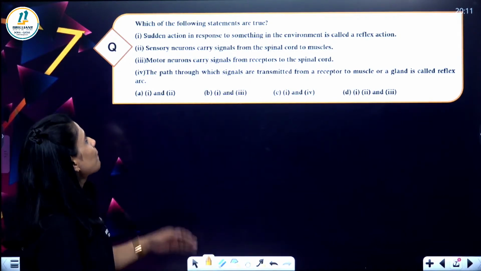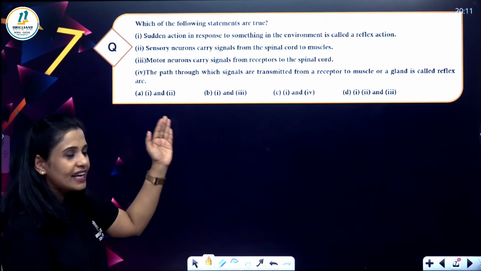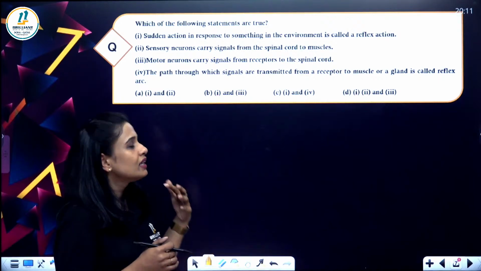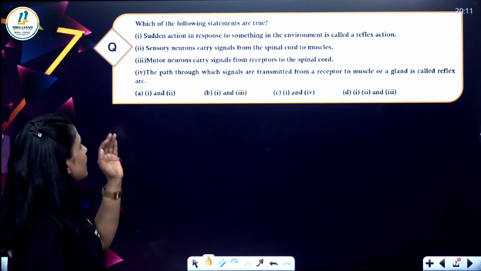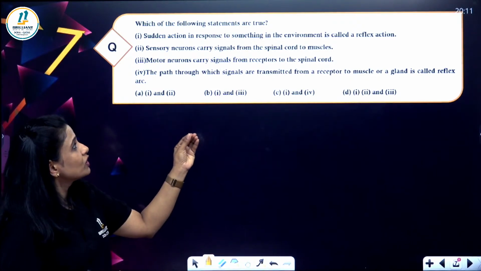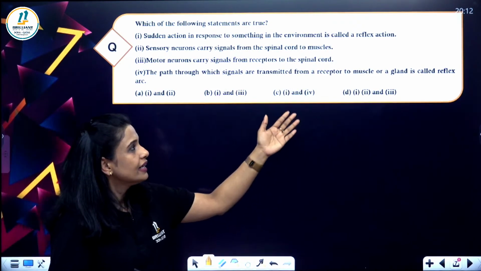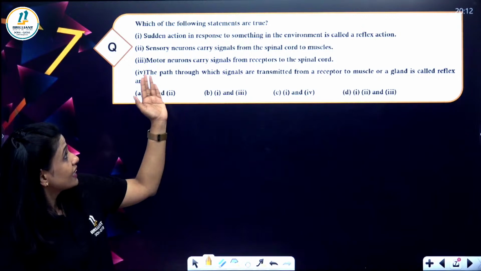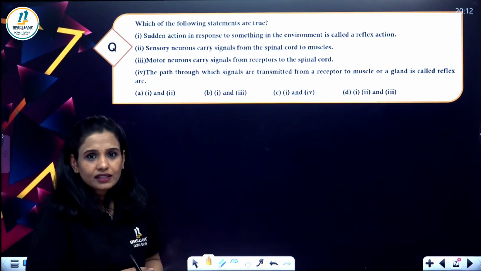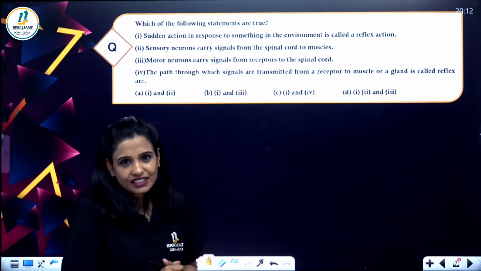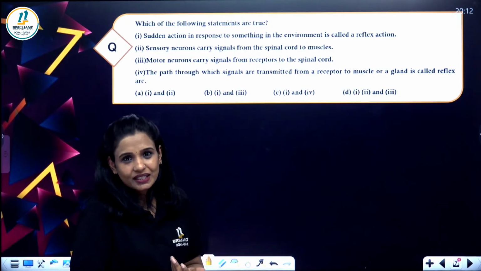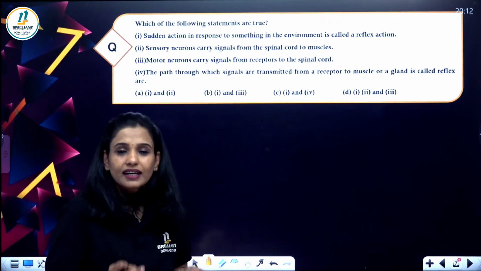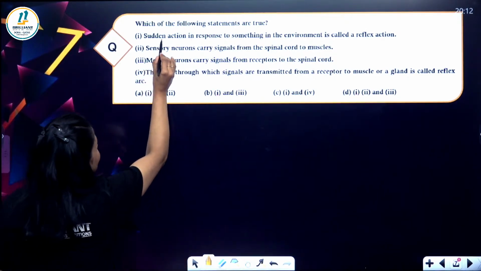Let's do the next question. Which of the following statements are true? You have to tick the correct statement. Okay, let's see. Sudden action in response to something in the environment is called reflex action. Is that correct? Yes, it is reflex action. It is the definition of reflex action. Reflex action means it is the sudden response. So this is the correct answer.